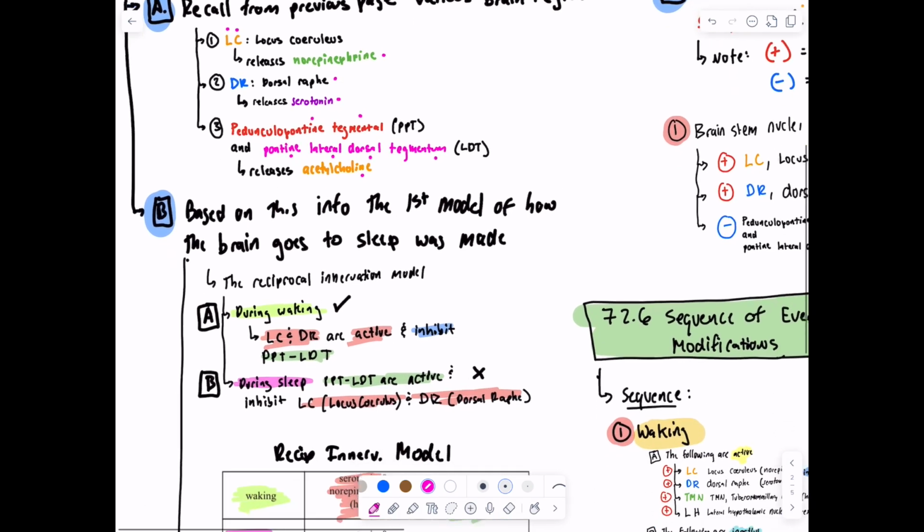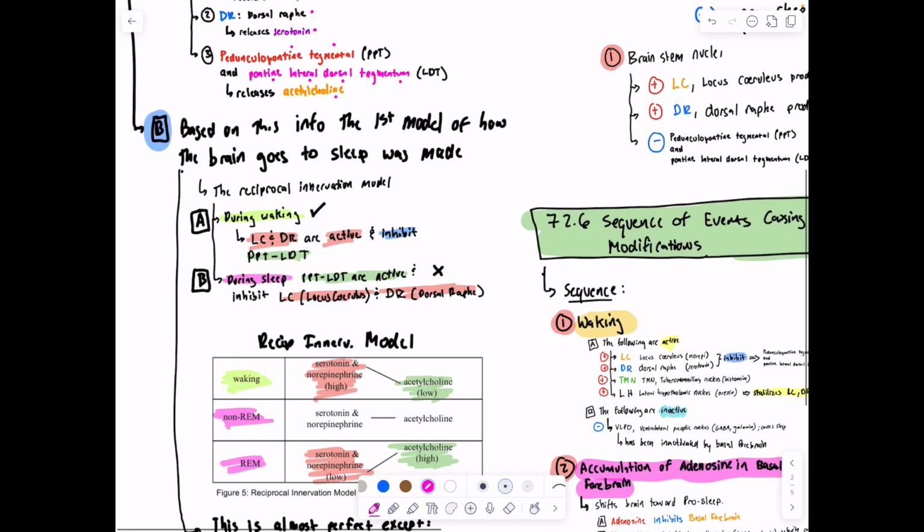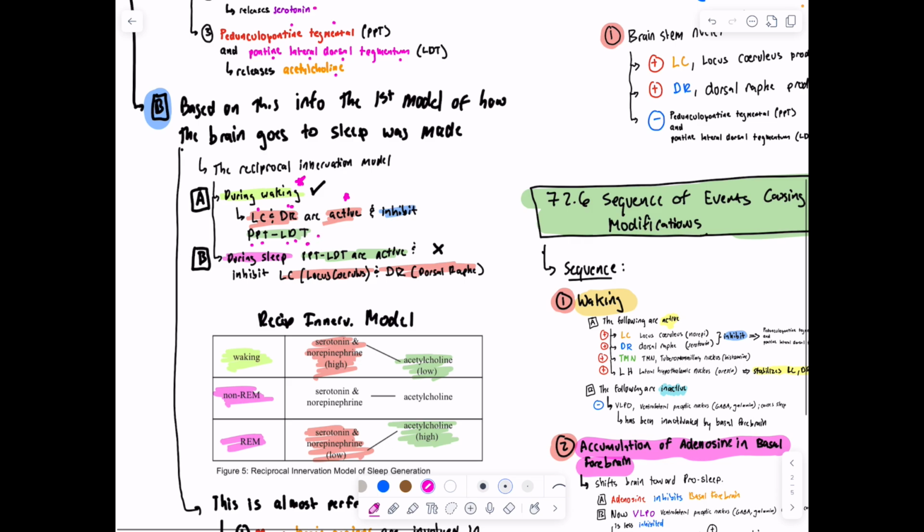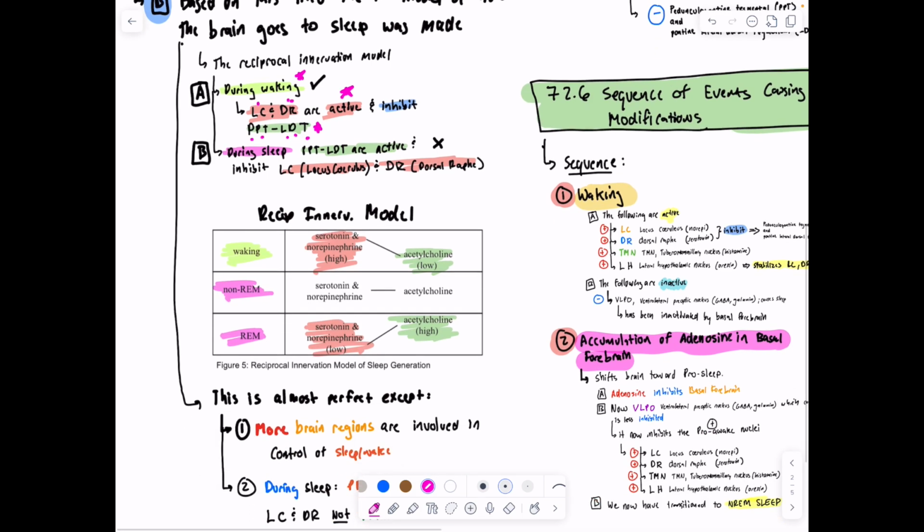Okay, so with that in our head, basically the idea is that these two nuclei, locus coeruleus and dorsal raphe, during waking are active, and they inhibit the pedunculopontine tegmental nucleus and the lateral dorsal tegmentum nucleus. Okay, so these two are going to be pro-waking, and then these are going to be pro-sleeping. So during waking, your pro-waking nuclei are active, and they inhibit your pro-sleeping nuclei. And then during sleeping, the pro-sleeping nuclei are active, and they inhibit your pro-waking nuclei. All right, so the locus coeruleus and the dorsal raphe are pro-waking nuclei.